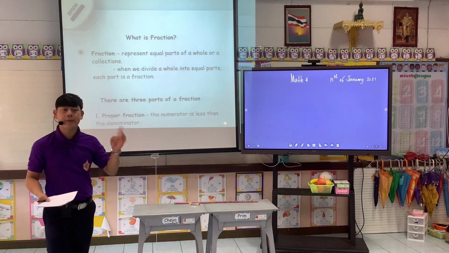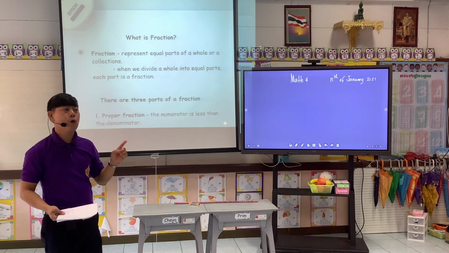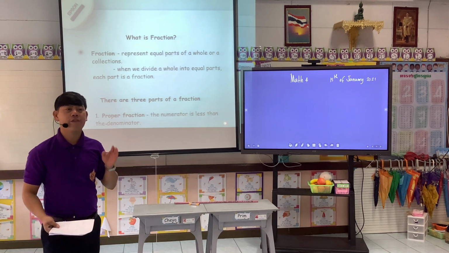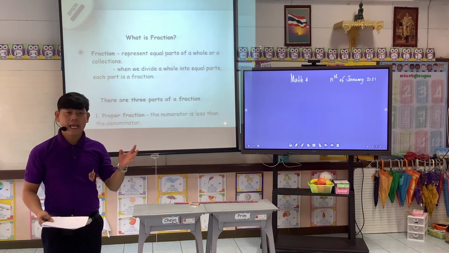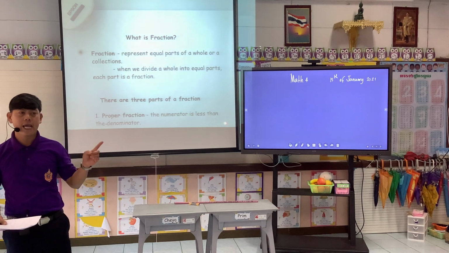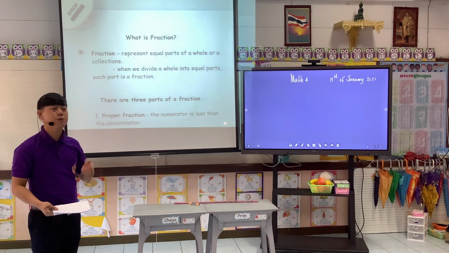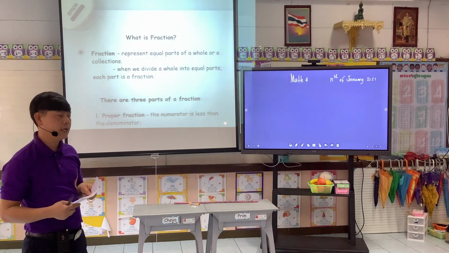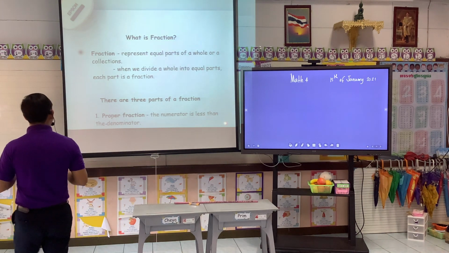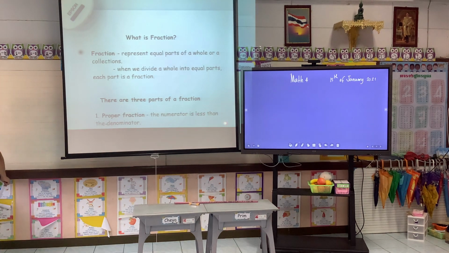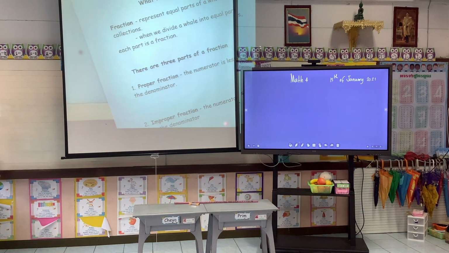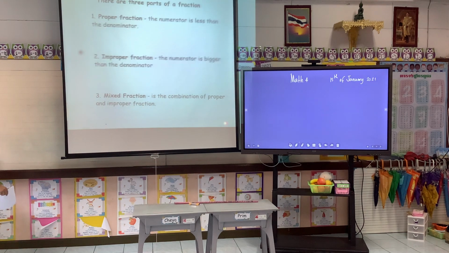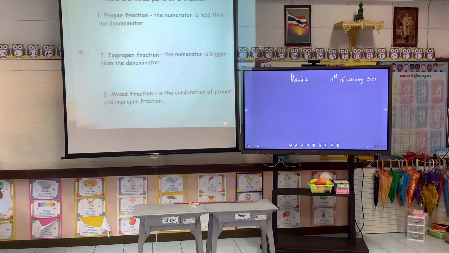For example, I have a whole pizza. When I divide it into 4, the equal parts are called fractions. Or a cake: I have a whole cake, and when I divide it into 4 equal parts, they are called fractions. There are 3 types of fractions. Do you know the 3 types of fractions and their methods?